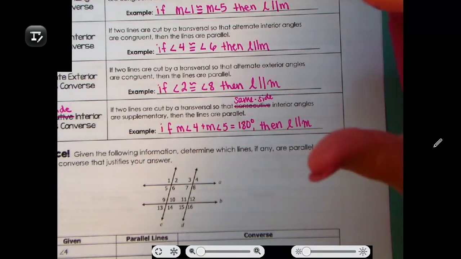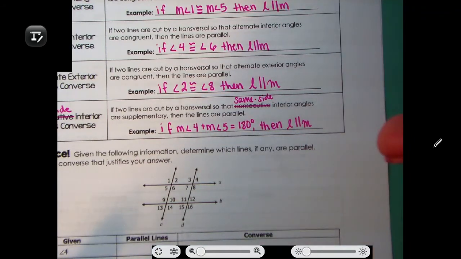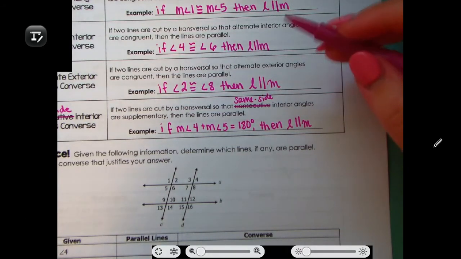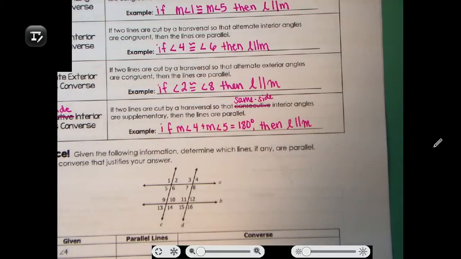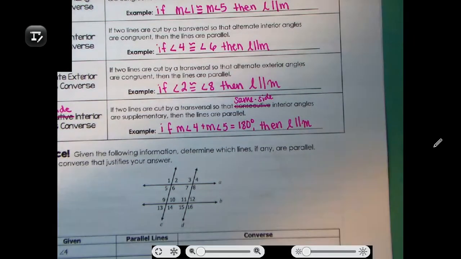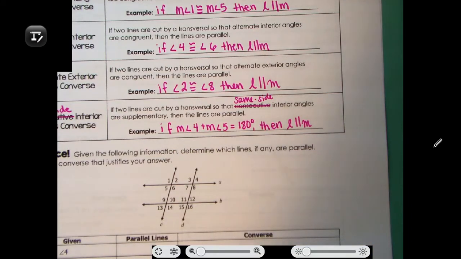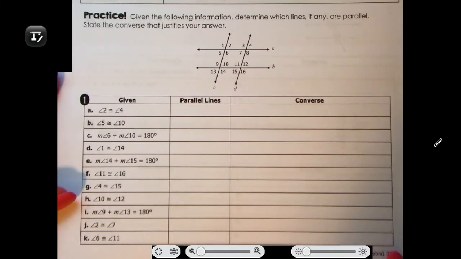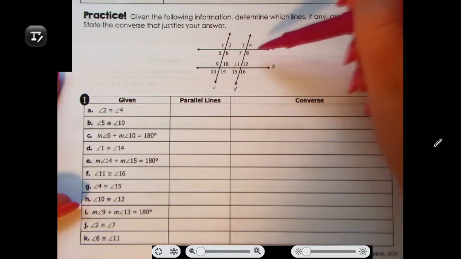So now what we have to do is use all of these to determine which lines are parallel, and then we're going to use these to justify our answer. So how we know something is parallel, or how we know they're congruent, or such like that. And then we're going to look at 2-column proofs. So let's start here with angle 2 congruent to angle 4.